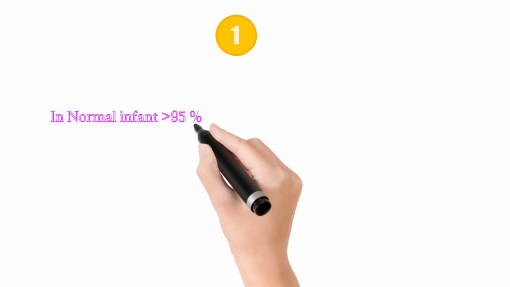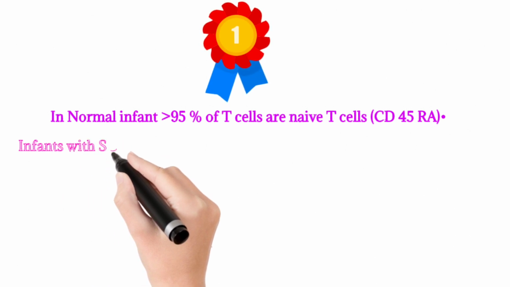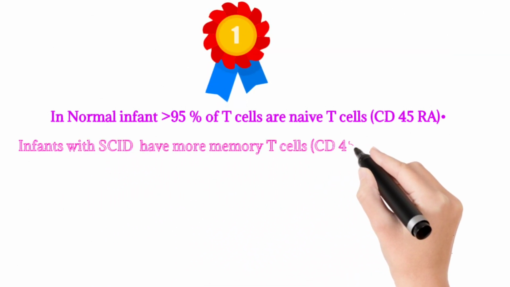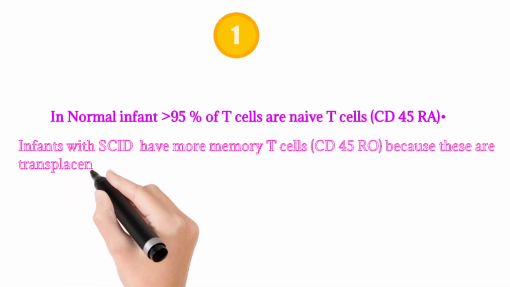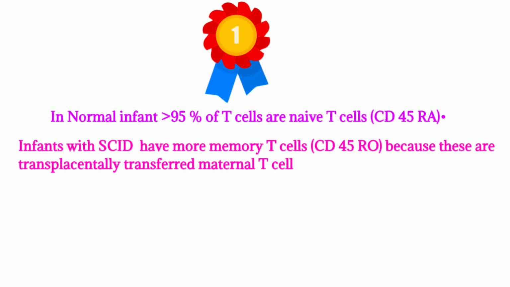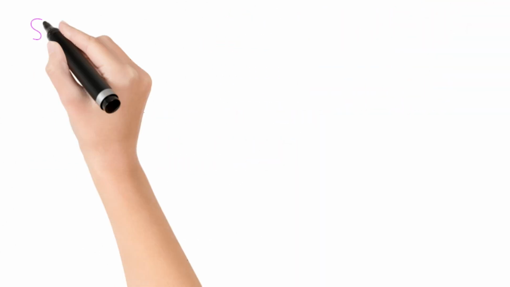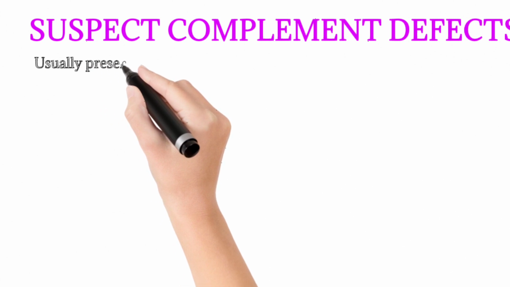Now, an important point: in a normal infant, more than 95% of T cells are naive T cells, that is CD45RA, while infants with SCID have more memory T cells, that is CD45RO, because these are transplacentally transferred maternal T cells.